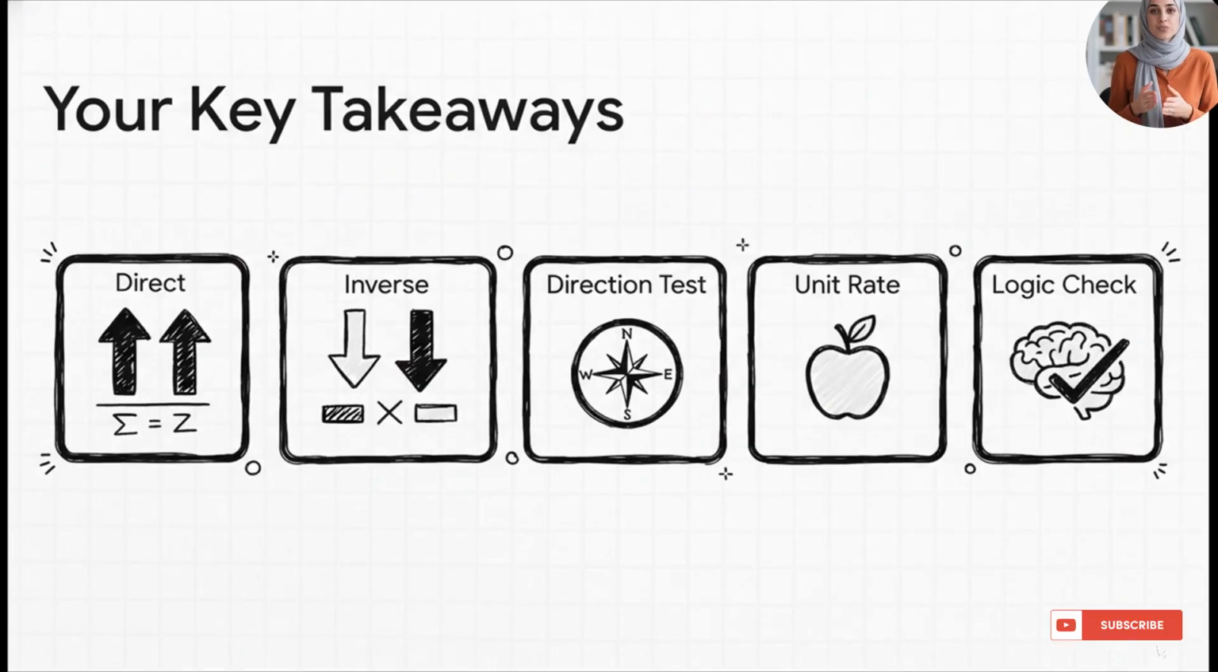Okay, so let's wrap this all up. Here's what you need to remember. First, if things move in the same direction, it's direct, and you use the fraction formula. If they move in opposite directions, it's inverse, and you use the multiplication formula. Always, always use the direction test to figure out which one it is. For a quick shortcut, try finding the unit rate on your calculator. And finally, a quick logic check at the end will save you from 90% of silly mistakes.